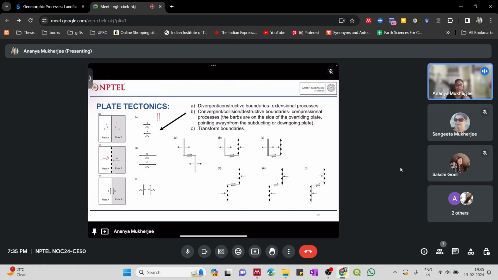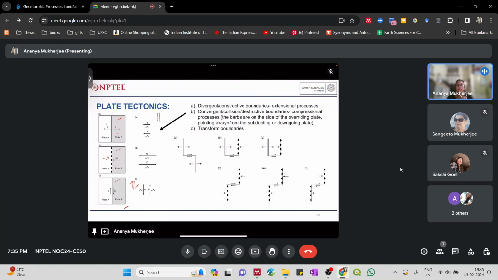And then the last one over here is the transform fault, where the arrows show in which direction the plates are moving against each other. Over here the arrows are showing how the plates are moving towards each other, and over here you can see that the arrows are pointing where the plates are moving away from each other. So these are single examples where a single type of boundary is present.